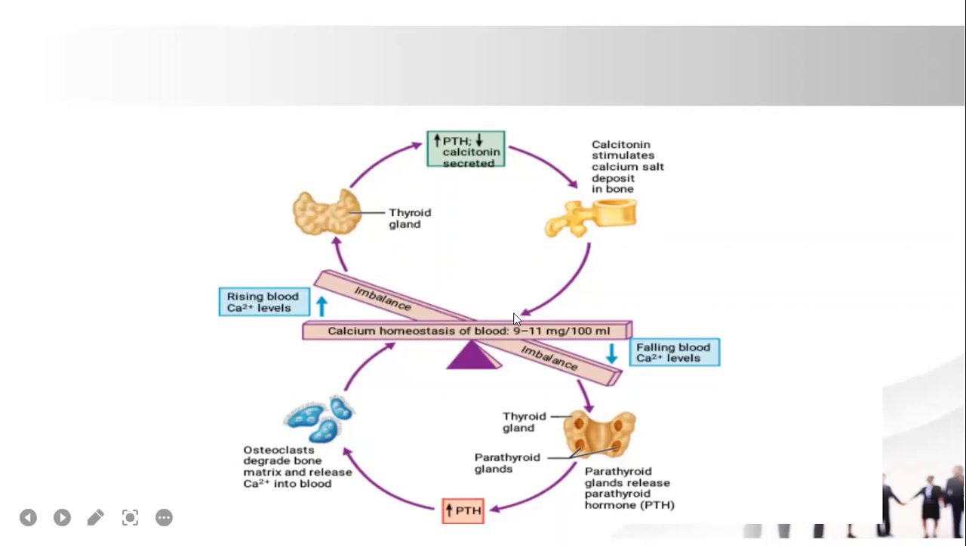normal level. When calcium falls in blood, the same applies: the parathyroid gland releases parathyroid hormone, which signals osteoclasts to degrade bone matrix, whereby we have the calcium level turning to its normal level.